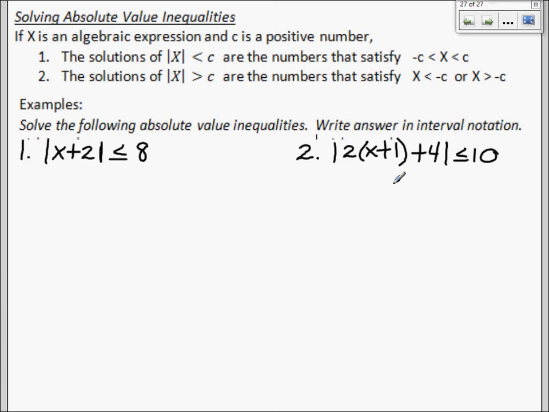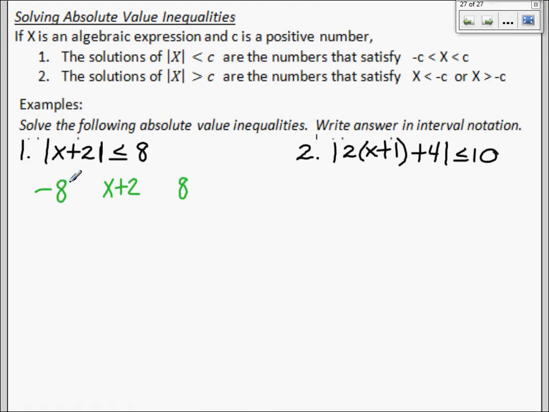So let's take a look at number 1 for these examples. We're also going to write these in interval notation once we find a solution. What you want to do is start off by writing what is in the absolute value. Once you've done that, you find what is on the other side of the inequality. In this case, it's 8. So on the right side, you're going to write the positive, and on the left side, you're going to write in negative 8.